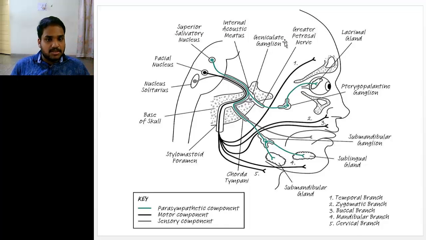What are the 5 terminal branches? That is 1, the temporal branch, 2, the zygomatic branch, 3, the buccal branch, 4, the mandibular branch, as well as 5, the cervical branch. So all these branches innervate the muscles of facial expression. Fine.